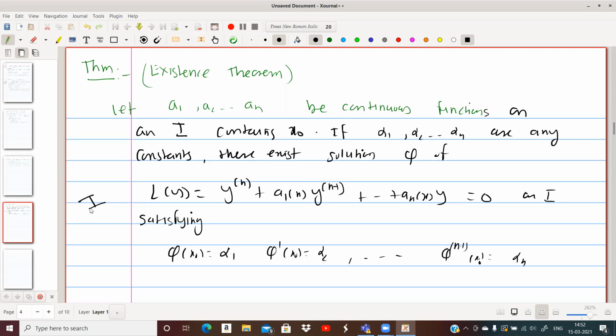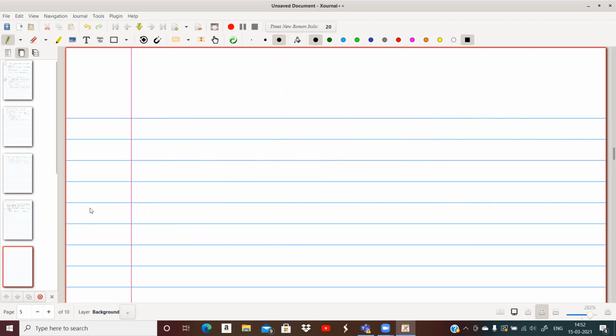We have proved it for variable coefficients. Let us do it by example. Suppose I write the equation as x y dash plus y equal to 0. x y dash plus y equal to 0. So can you guess the solution of this? What is the solution of this? And suppose the initial condition of this is that y of 1 equal to 1.